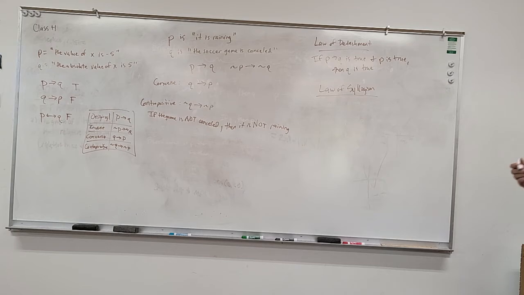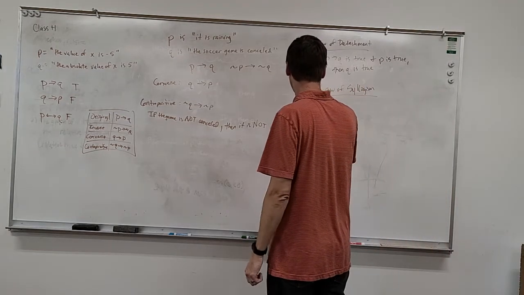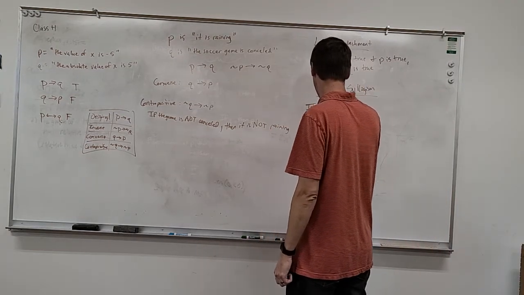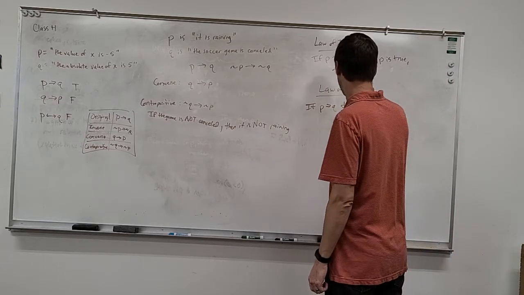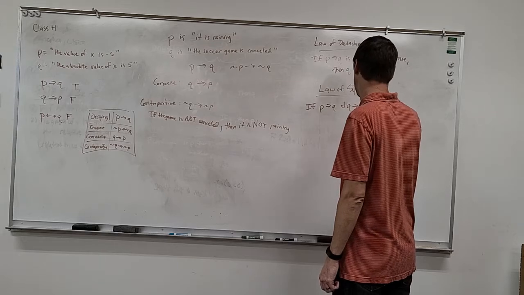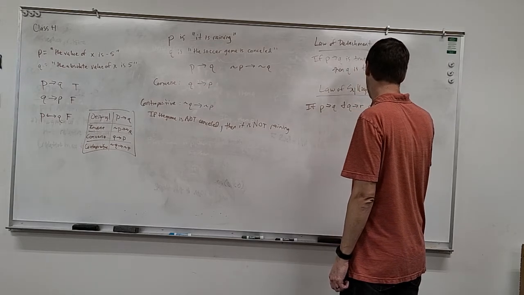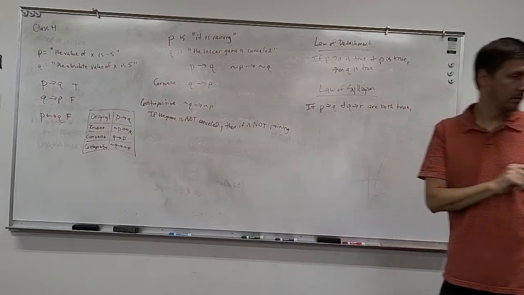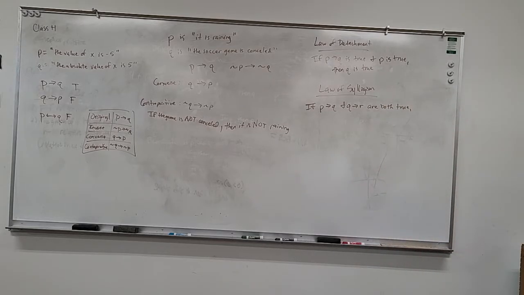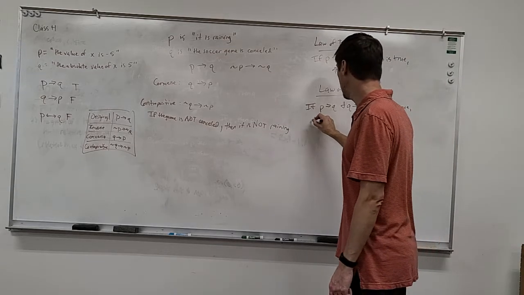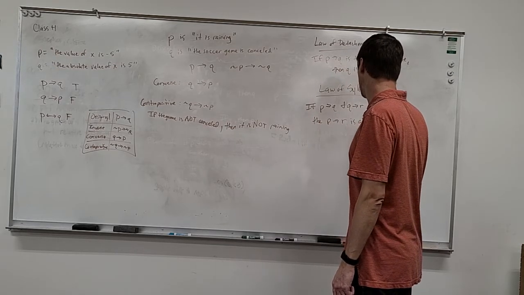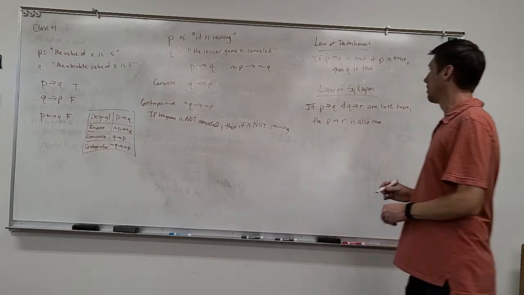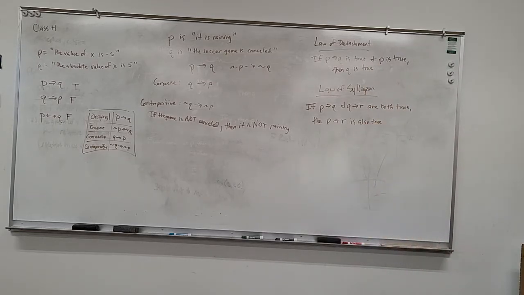Law of syllogism. It says this: if P then Q, all right? And if Q then R are both true, then we can say if P then R is also true. So the law of syllogism is a way to prove that.